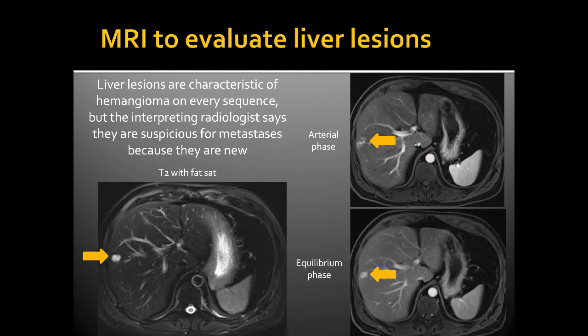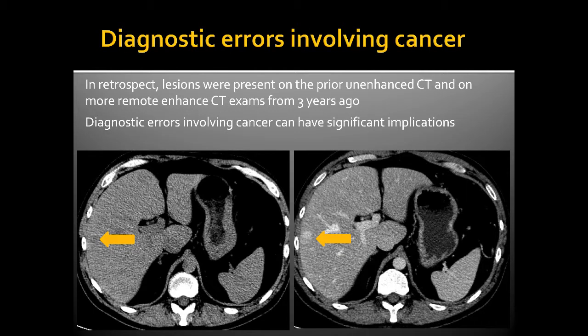If you look at the T2 weighted image on the left, it is T2 bright, and on the post-contrast images on the right, there's peripheral nodular discontinuous enhancement that fills in on the equilibrium phase. In retrospect, the lesions were present on prior unenhanced CT and on more remote enhanced CT examinations from 3 years ago.